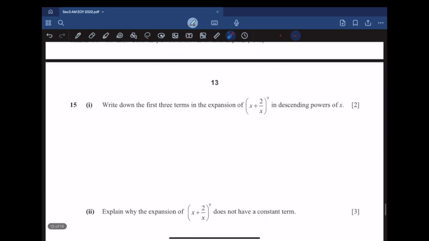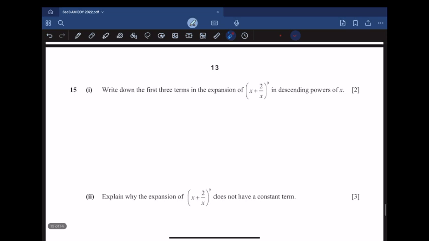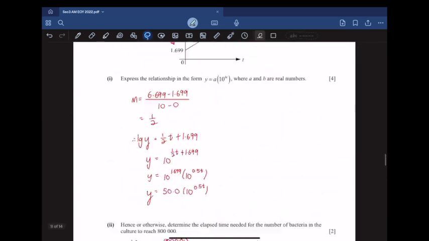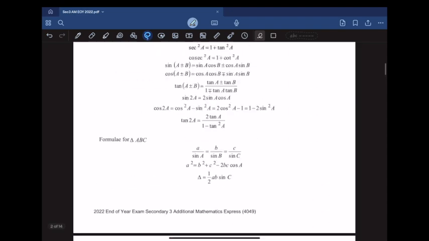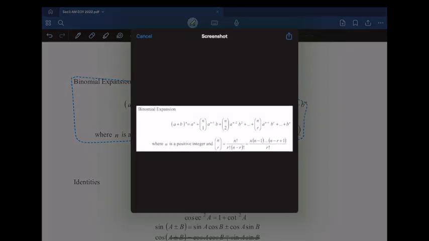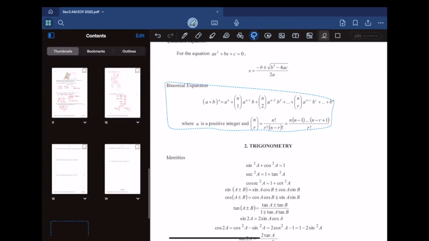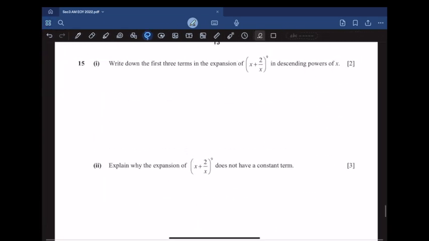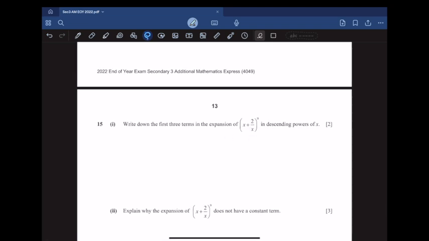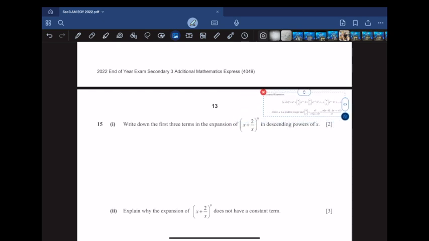Okay, let's move on. Next part, question 15 part I. Write down the first 3 terms in the expansion of this over here. Maybe to make it clear, let me take a screenshot of the binomial theorem. So this is the binomial expansion which you will need to refer to in the exam. Let me just place the binomial theorem here.